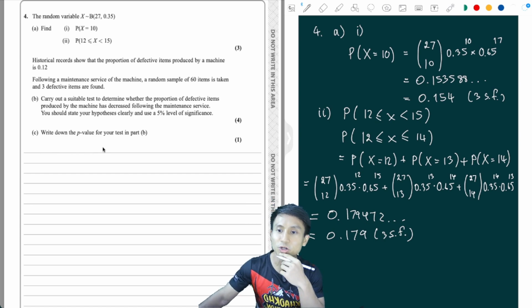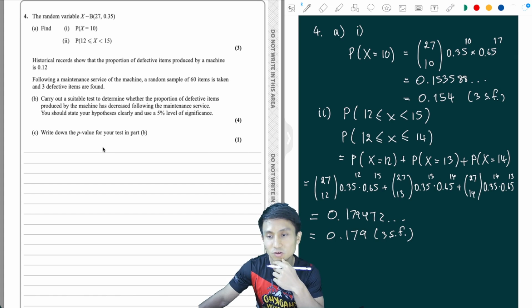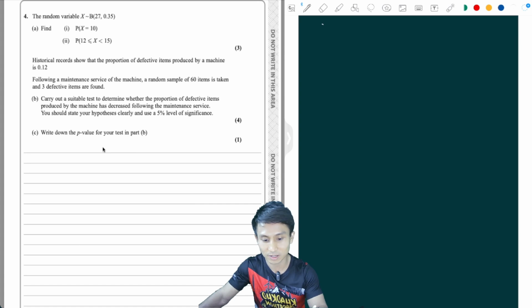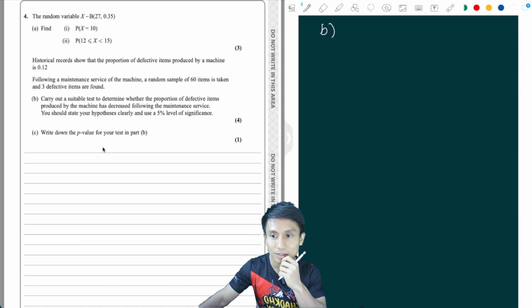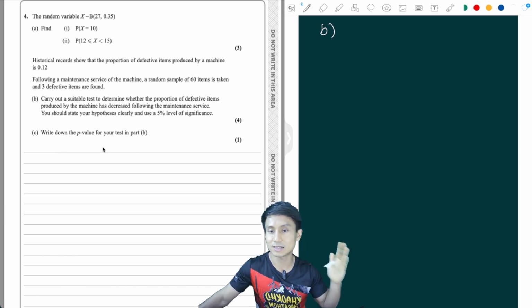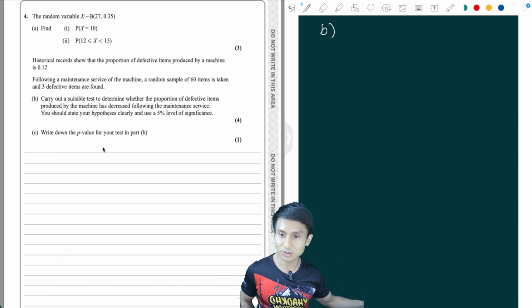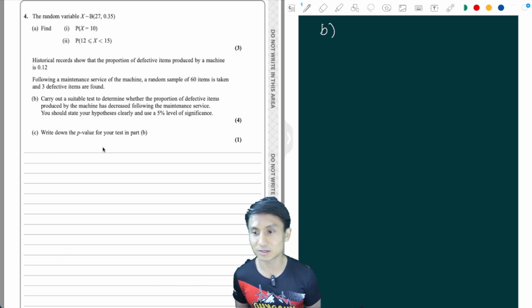Historical records show that the proportion of defective items produced by the machine is 0.12. Following the maintenance service, a random sample of 60 items is taken and 3 defective items are found. Okay, we're gonna move to the next page now. Carry out suitable tests to determine whether the proportion of defective items produced by the machine has decreased following the maintenance service. Okay, so hypothesis testing here.